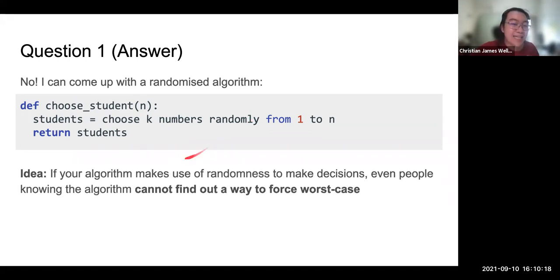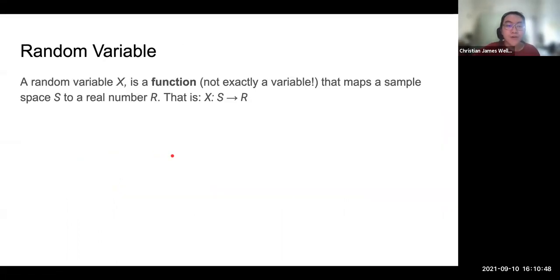So the idea here is that because the algorithm makes use of randomness to make decisions, even you guys who know the algorithm cannot find a way to force this worst case, cannot cooperatively figure out who I am going to choose, because again, it's random. Does this explanation make sense? Any questions about this? I hope this is a pretty simple argument. If you have any questions, feel free to ask later, then I'll move on.